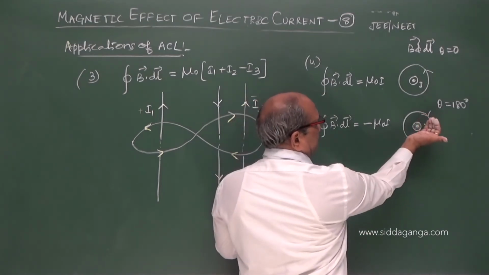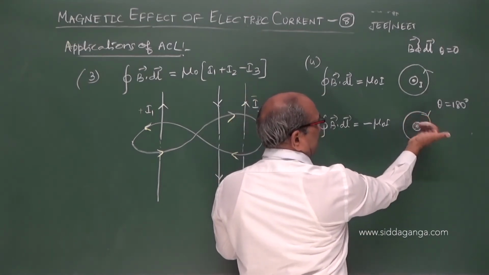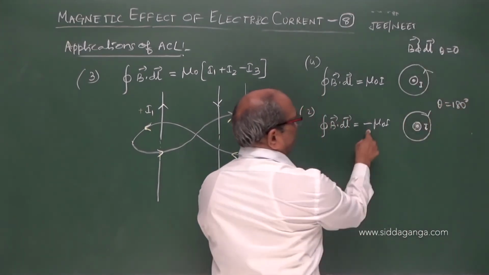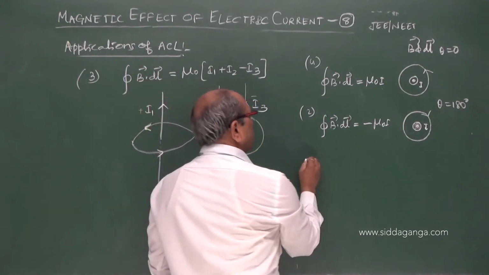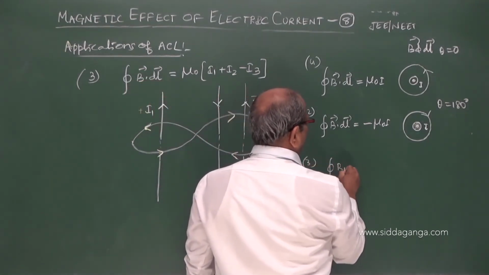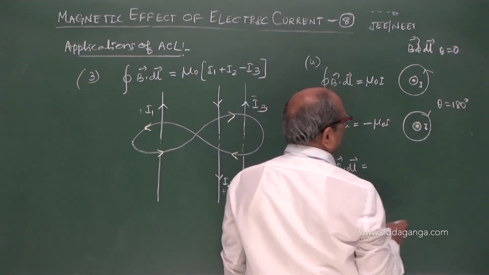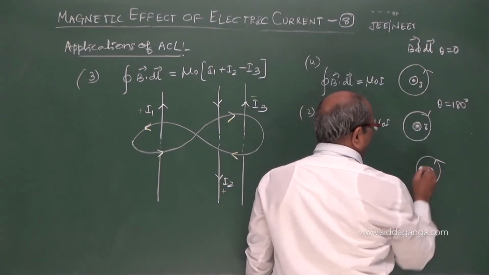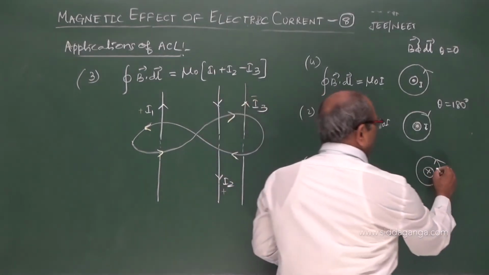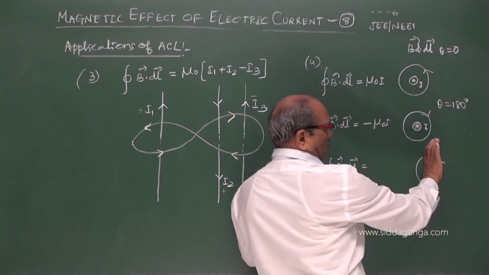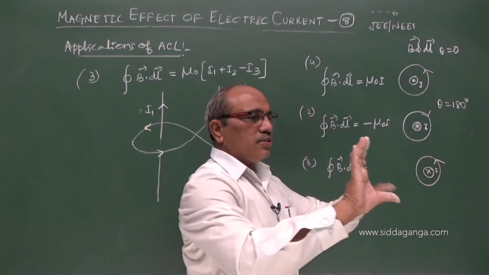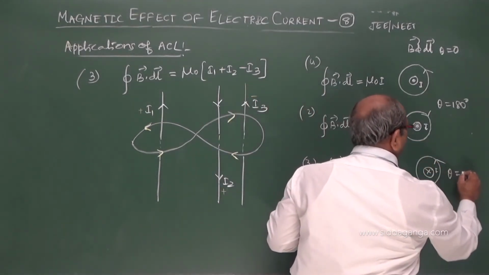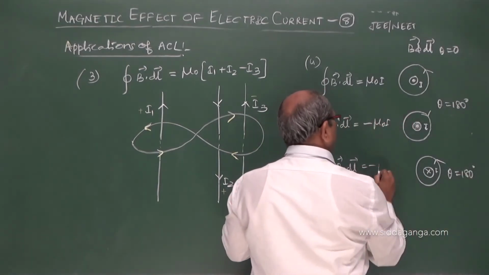So now here the threading must be anti-clockwise. B is anti-clockwise and current is outward. Angle between B and dl is 180, minus mu naught I. So come to the third, integration of B dot dl. Anti-clockwise. Current is I. So it is C now. Thumb represents the current, fingers opposite to the threading given, that is theta is 180. Therefore it is minus mu naught I.